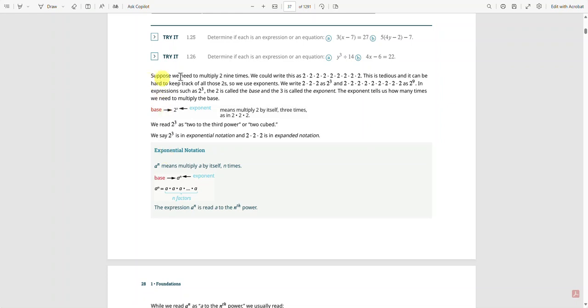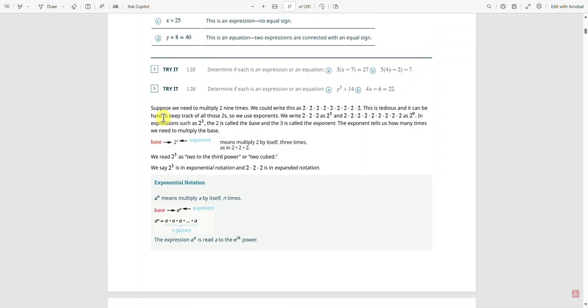Let's go on here to this next section. We're going to continue learning the language of algebra. Let's suppose we need to multiply 2 9 times.